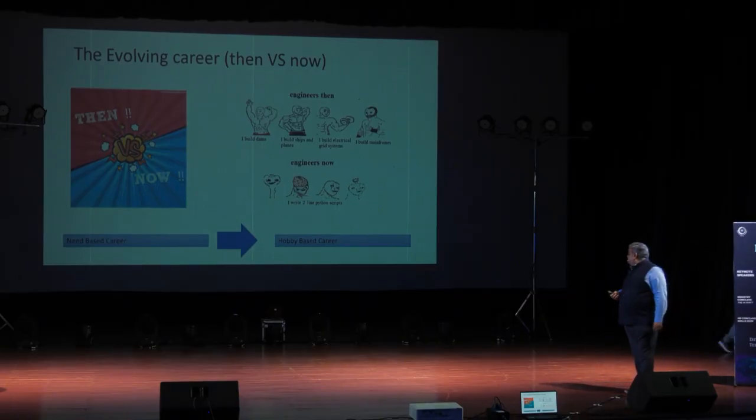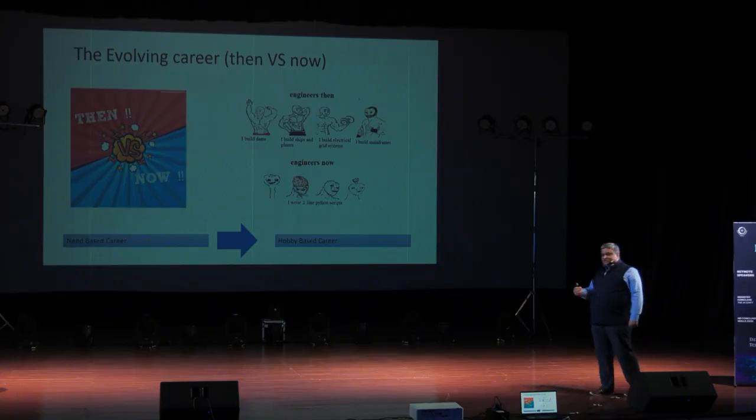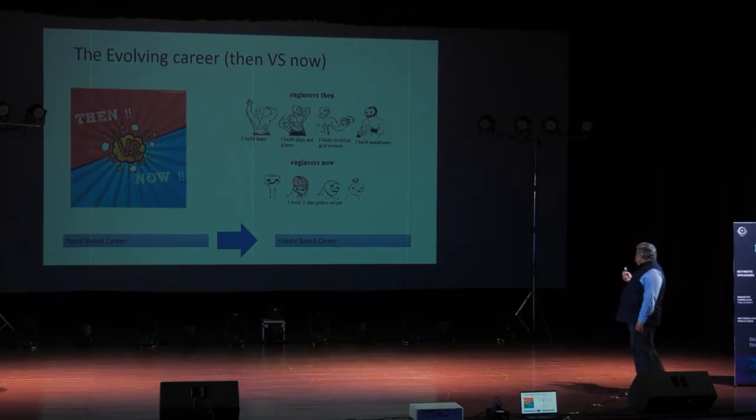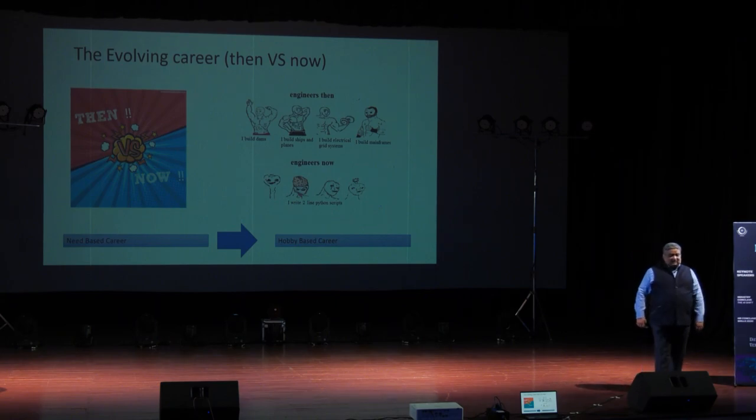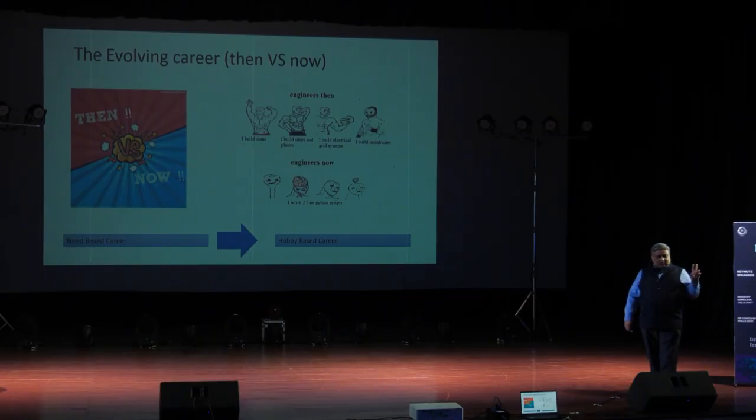A civil engineer used to say, I build dams, I build ships, I build electrical grid systems. Electronics engineers and computer engineers used to say, I build mainframes. Now, Gen Z, Gen Alpha, I write 2 lines of Python code and the discussion is over, right?